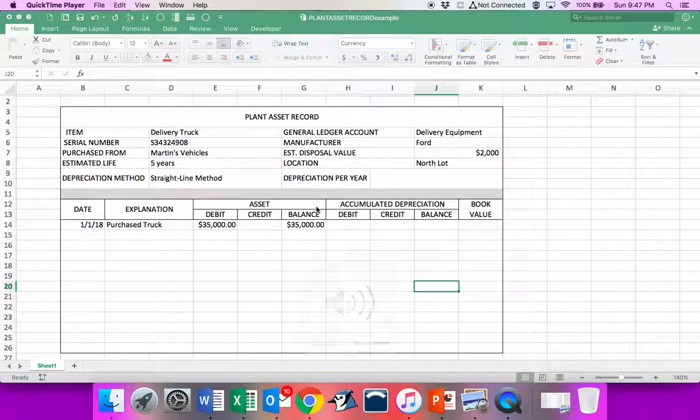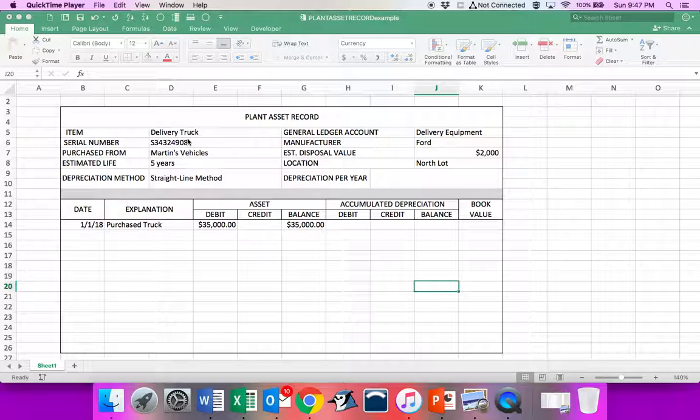Okay, guys. What you're looking at here is what's called a plant asset record. If you remember from the video beforehand, a plant asset is something that depreciates: delivery trucks, any kind of equipment, land. Current assets, things that do not depreciate, are cash and bank, accounts receivable, things like that. You are going to end up doing one of these.